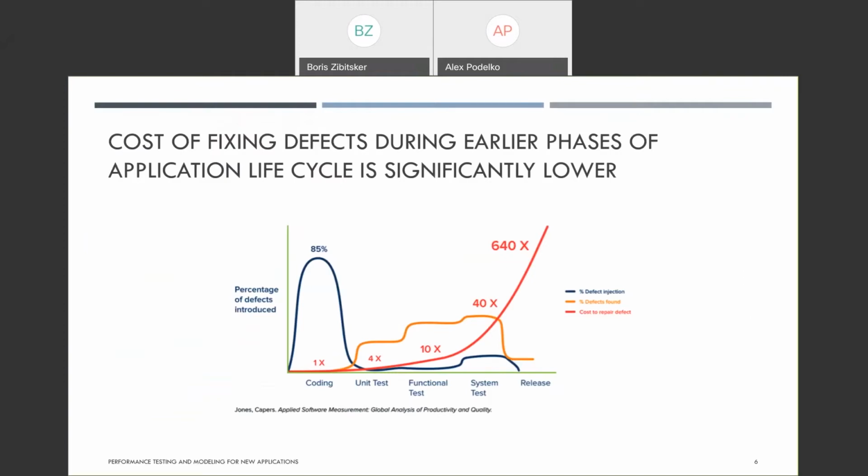As we see on this graph, the cost of fixing defects skyrockets if that defect is found later in the cycle. Even if we find it during system test, it is 40 times more expensive to fix it. So our goal is to find all performance defects earlier in the cycle.